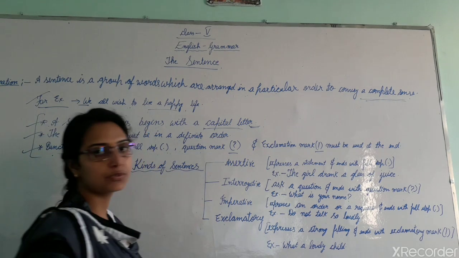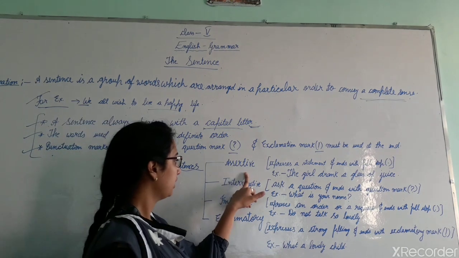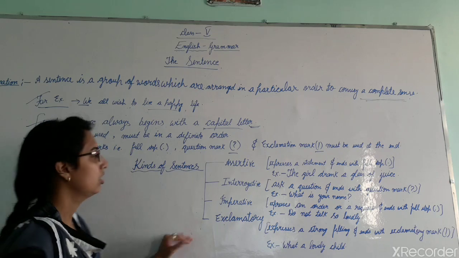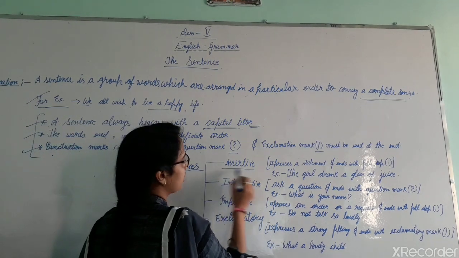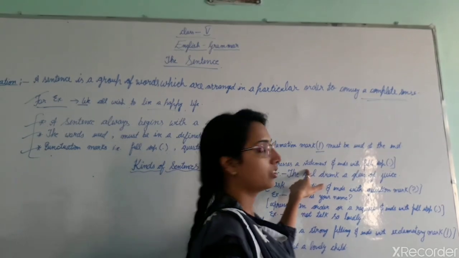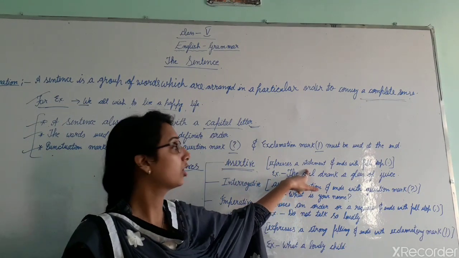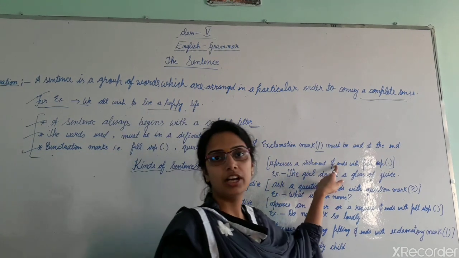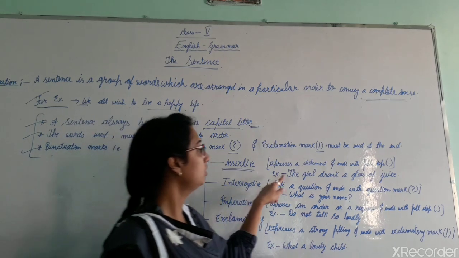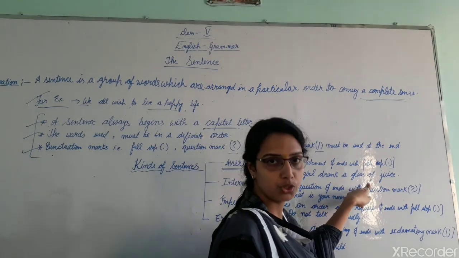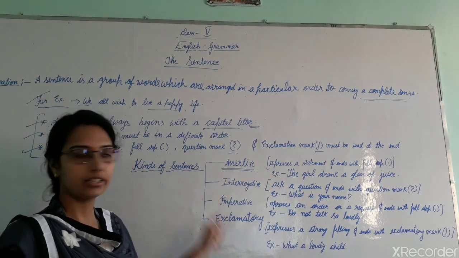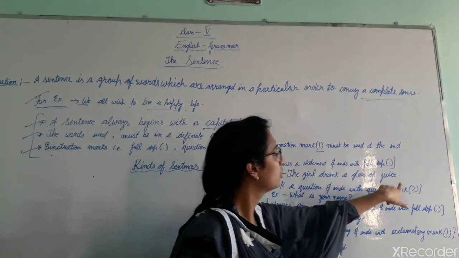There are mainly 4 types of sentences: assertive sentence, interrogative sentence, imperative and exclamatory. Now first of all, let us take the assertive sentence. Assertive sentences express a statement, or a true statement, and end with a full stop. For example, the girl drank a glass of juice. It expresses a complete sense and expresses a statement as well as ends with a full stop.